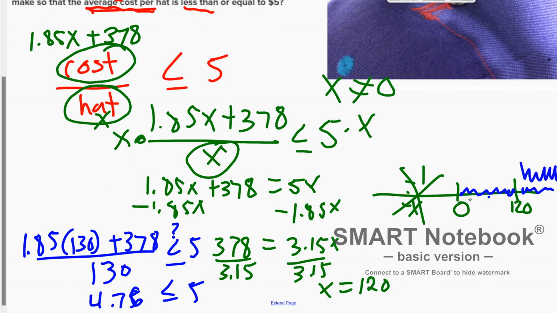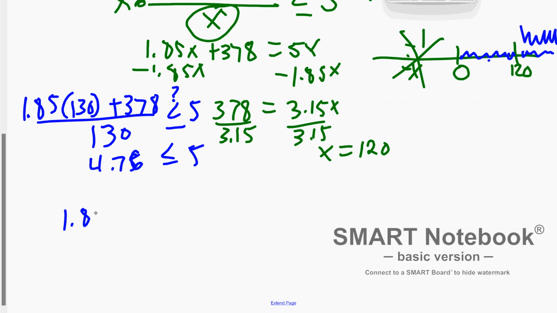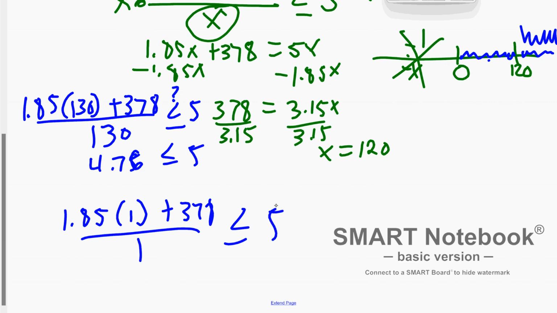Let's test in between. How about 1? So 1.85 times 1 plus 378 over 1, is that less than or equal to 5? So really I'm just taking 378 plus 1.85, that's 379.85. Is that less than or equal to 5? Nope, that's not true. So our answers need to be at 120 and above, right?